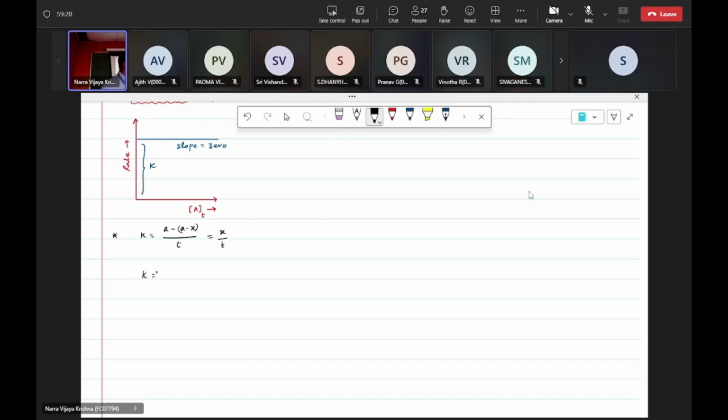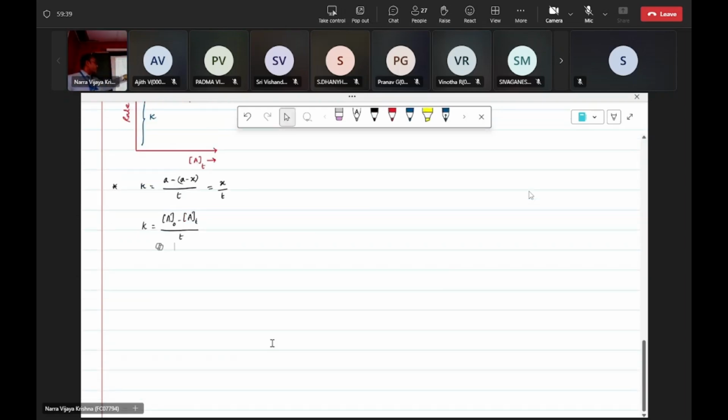K equal to, instead of A can I write A naught, instead of A minus x can I write AT. So can I write as A naught minus AT upon T. Can I write like this or not? Bring T to this side, AT to this side and KT to that side. So what will you get? AT equal to minus KT plus A naught. Correct, sir?